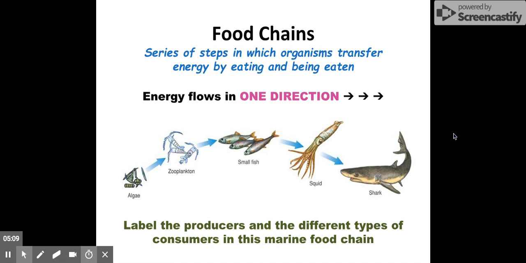At this point in time, you should now be able to fill in the rest of the food chain with the different types of consumers, and of course, the producer in that food chain. So take a moment, pause the video lecture, and please do that before moving on.